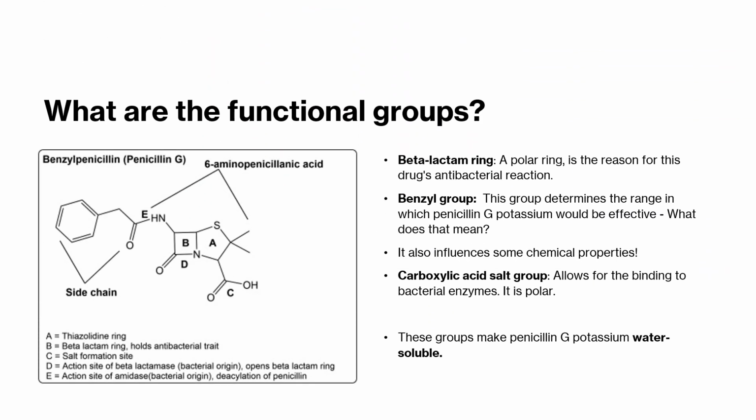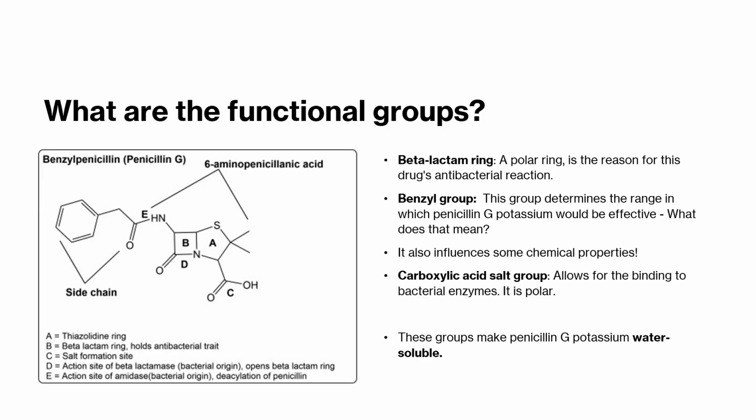Functional groups I'm going to be focusing on for this antibiotic are the beta-lactam ring, the benzo group, and then the carboxylic acid salt group. The beta-lactam ring is a polar ring, and it's the reason for the drug's antibacterial reactions. It binds to bacterial enzymes which inactivate them, and therefore inhibit cell wall synthesis because they are needed for that process.